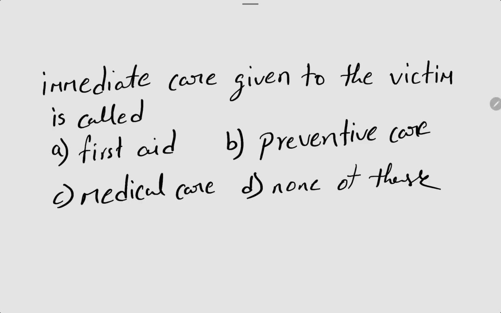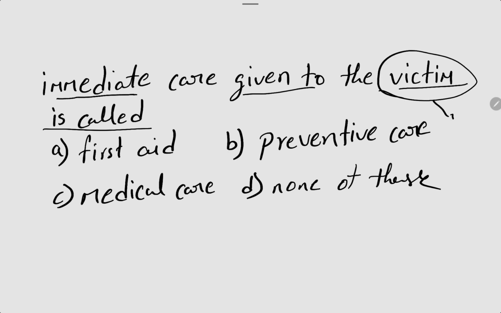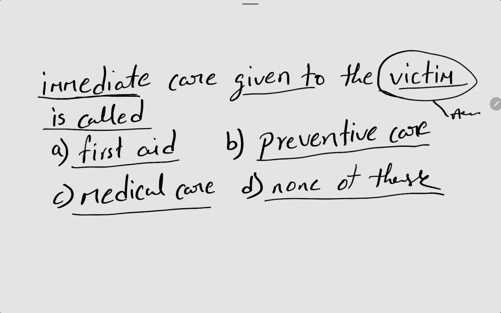The next question is, immediate care given to the victim is called. Victim is nothing but the affected person. Options are first aid, preventive care, medical care, none of the above. So what is the right answer? Option A, first aid. First aid is the immediate care we give to the victim.